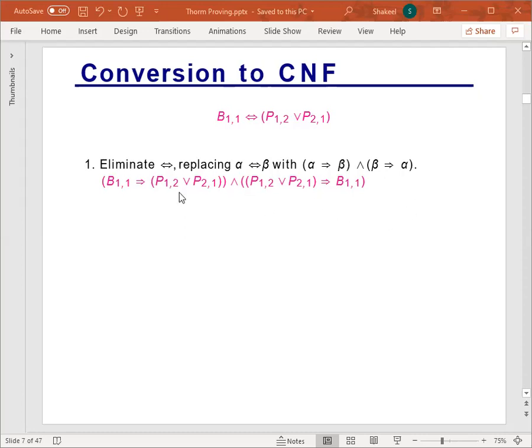double implication, or the if and only if. The reason is that we only want to use the connectives: the conjunction, the disjunction and the negation. We are not allowed to use any double implication or implication in the form. That's easy. We know that B11 if and only if this term here can be written as the conjunction of the implication from B11 to the right term, and P12 or P21 implies B11. So the first step is to eliminate the double implication.